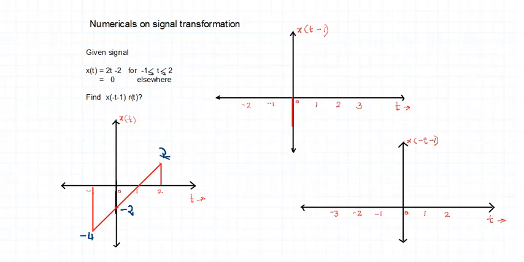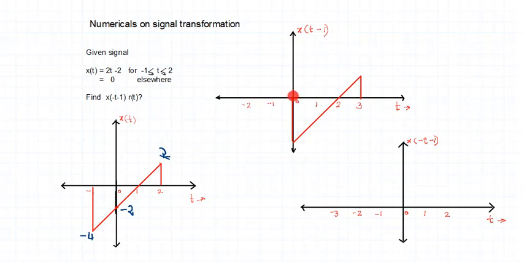So at 0, I will start sketching the signal. The signal starts with a magnitude of -4. Then it reaches a magnitude of -2. Then it reaches a magnitude of 0. And then it reaches a magnitude of +2. And then we need to bring the signal to 0. So this is your new shifted signal, shifted by 1 unit to the right, which we call the delayed signal x of t -1.